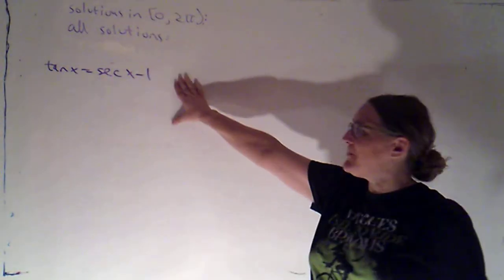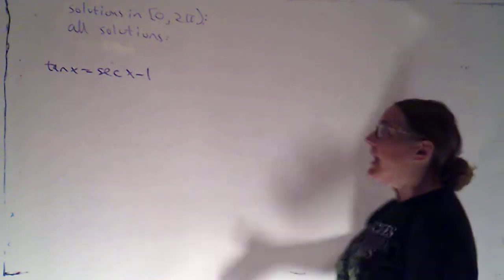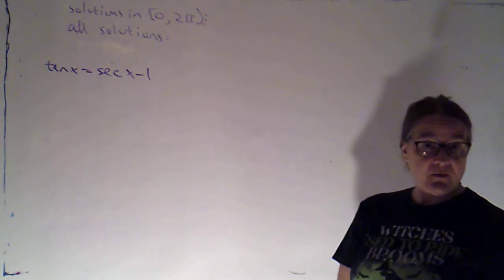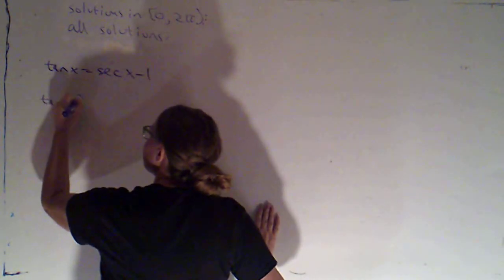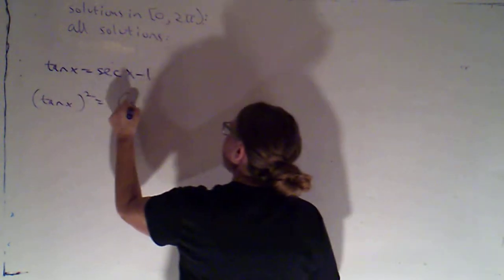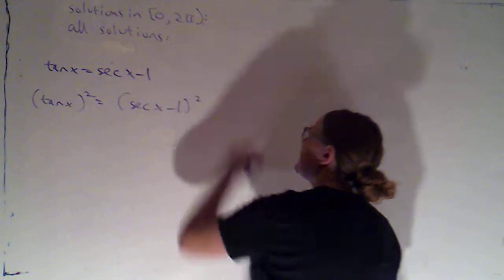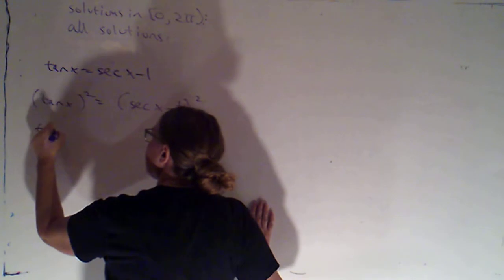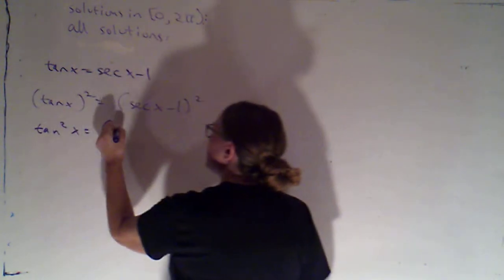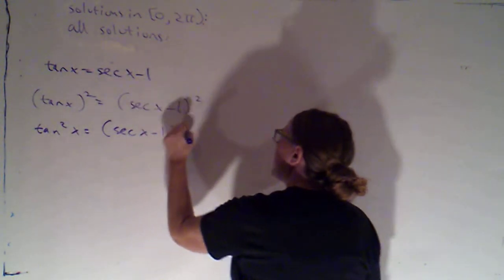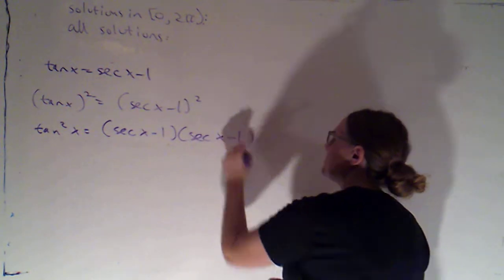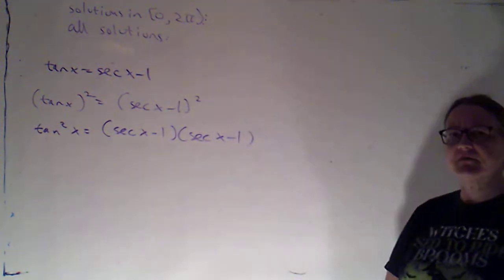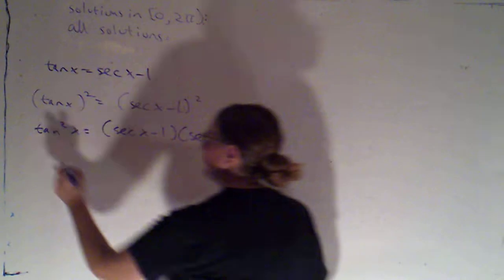Okay, so I gave you this problem at the end of the last video, and I told you we were going to have to do it the same way we did the last one, which was by squaring both sides. So I'm going to take tangent of x and square it, and I'm going to take secant of x minus 1, and I'm going to square that. So this will give me tangent squared x is equal to, don't forget, we're going to have to FOIL that out, because that's actually two factors of secant x minus 1.